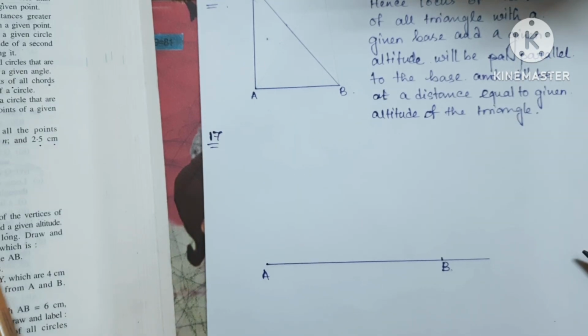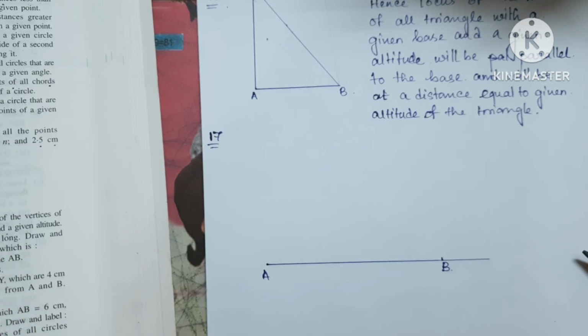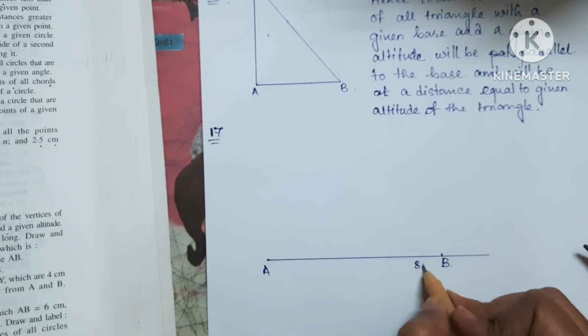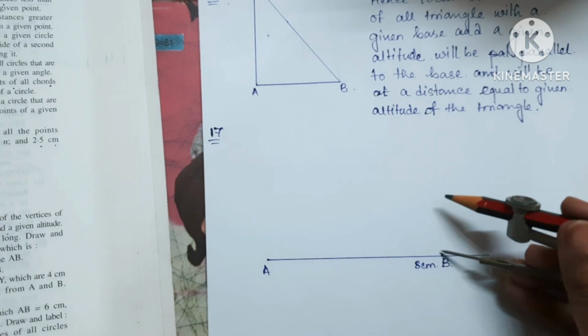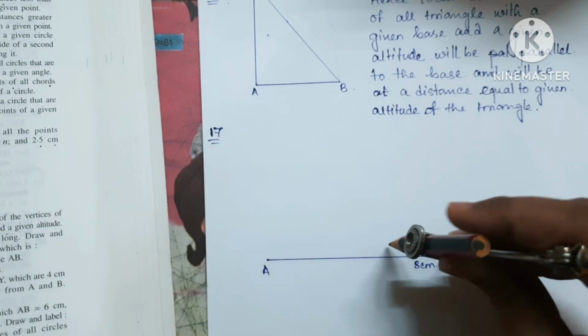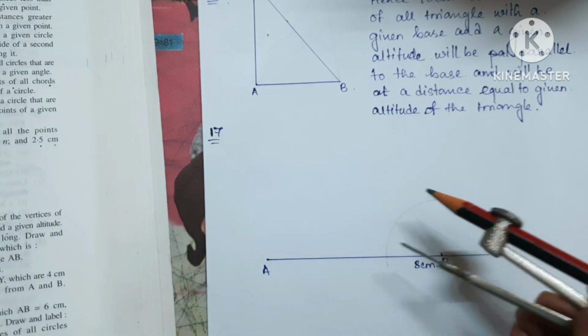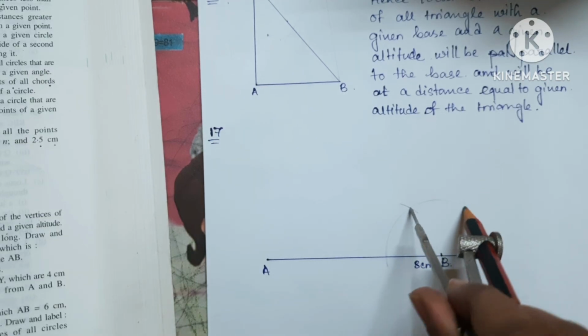A straight line AB is 8 centimeter long. Draw and describe the locus of a point which is always 4 centimeter from the line AB. So first, see, this AB is 8 centimeter. Now you have to draw a perpendicular on it so that you can draw a parallel line at a distance of 4 centimeter from it.